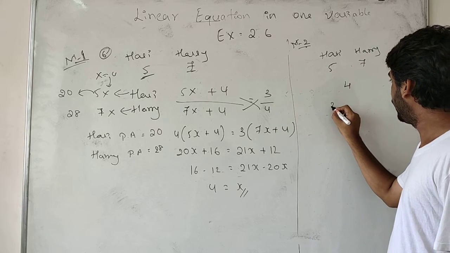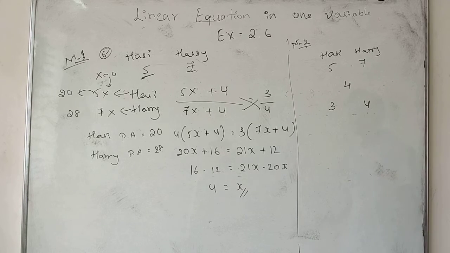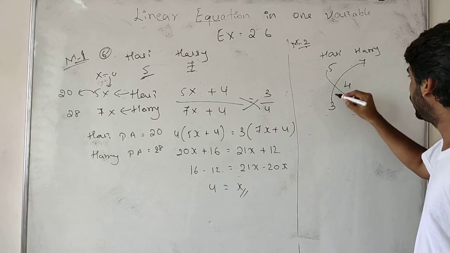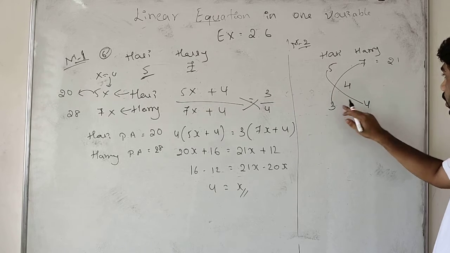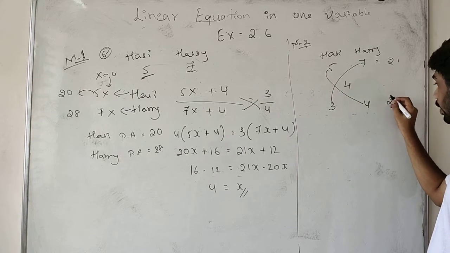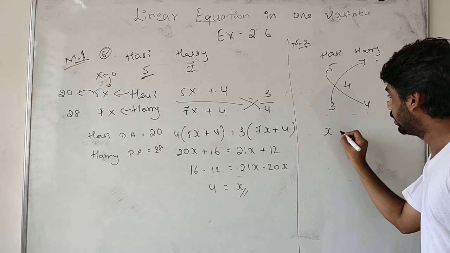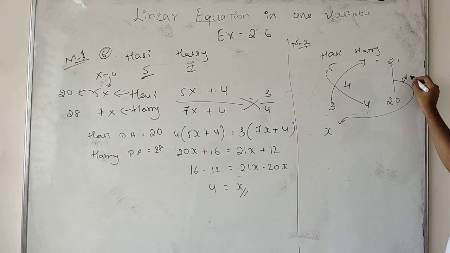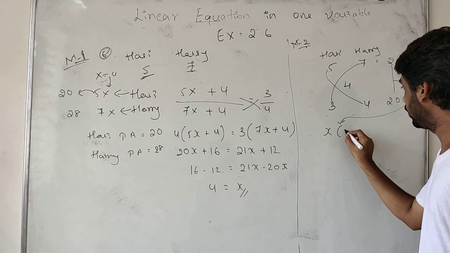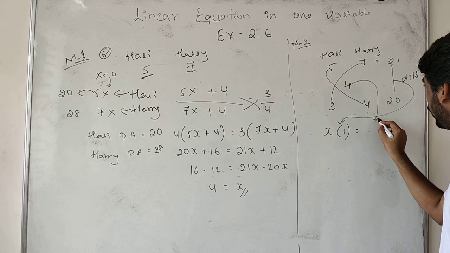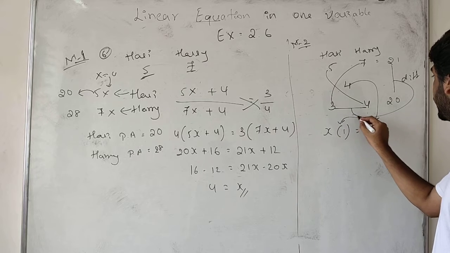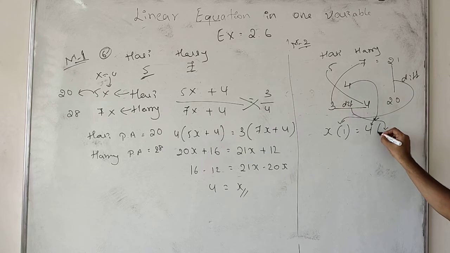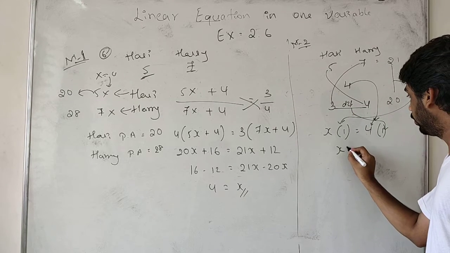Again they give the ratio 3/4. There is a trick here, you just follow it. First I will cross multiply: 7 threes are 21, 5 fours are 20. We have to find the value of x. Take the difference of these: 21 minus 20 means 1 is equal to the difference of this 4, and this difference, both differences are 1. So we get x is equal to 4.